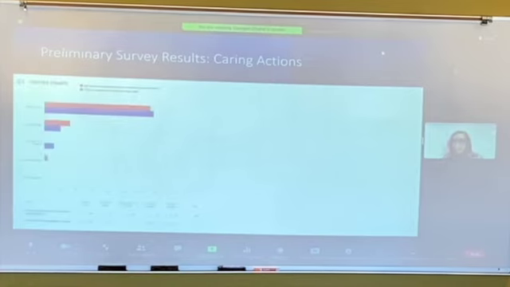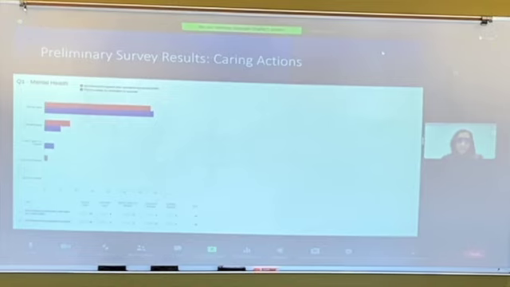So for the first caring action, all the questions were phrased in a way where it was, my instructors express they care about blank, and this increases my motivation to succeed. So the red is the my instructors express they care about my mental health, and then the purple is this increases my motivation to succeed. We had 42 participants, which is a good start.